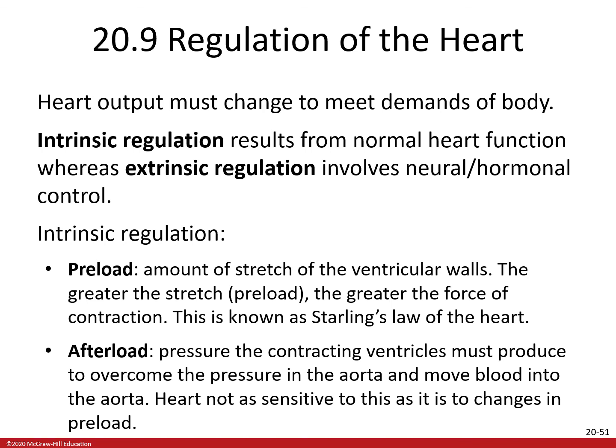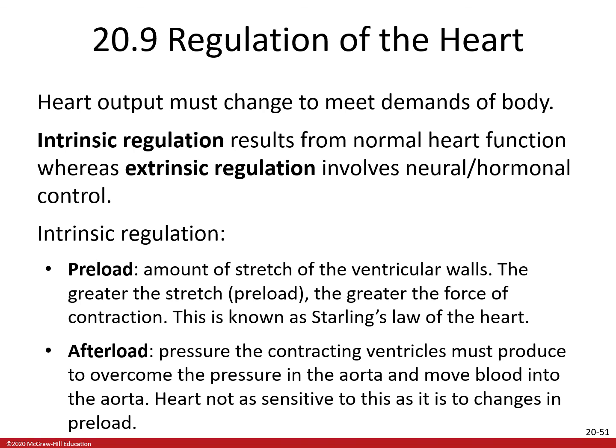So intrinsic regulation is going to be the result from normal heart function, while extrinsic regulation is going to involve neural or hormonal control. So let's talk about the intrinsic regulation first. So you have something called preload. The preload is going to be the amount of stretch of the ventricular walls of the heart, and the greater the stretch, or the preload, the greater the force of contraction is going to occur.